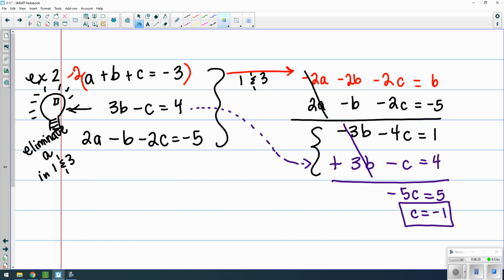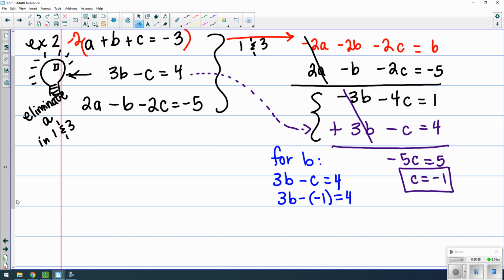Okay, and then let's just back up a step. I'm going to back up over here, and we can find b. Remember that 3b minus c is equal to 4. So 3b minus -1 is equal to 4. This is really a +1, so I'm going to subtract 1. 3b is equal to 3. b is equal to 1. All right, 2 for 3. We just need a now.